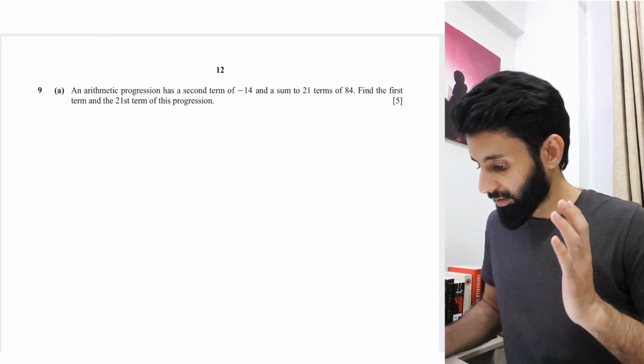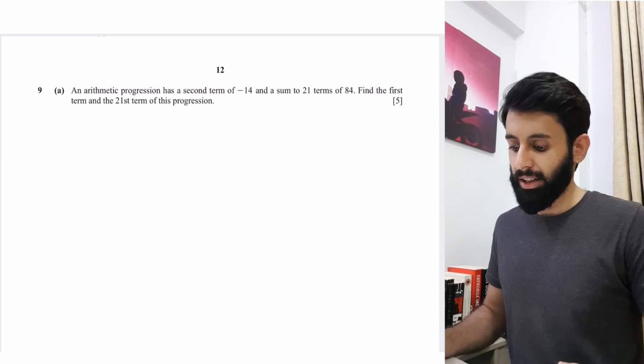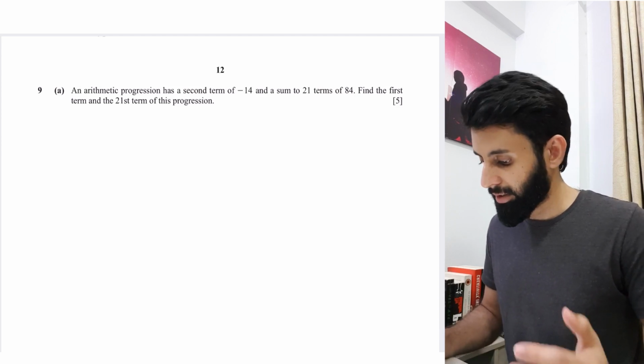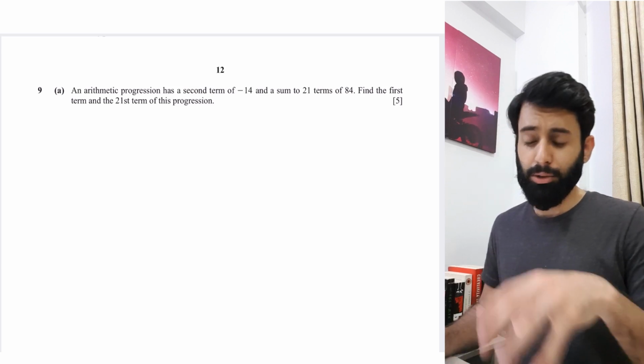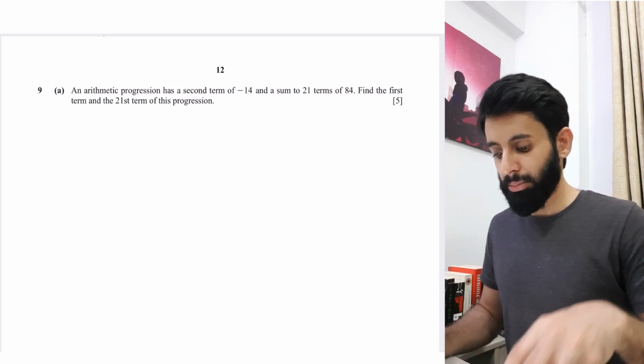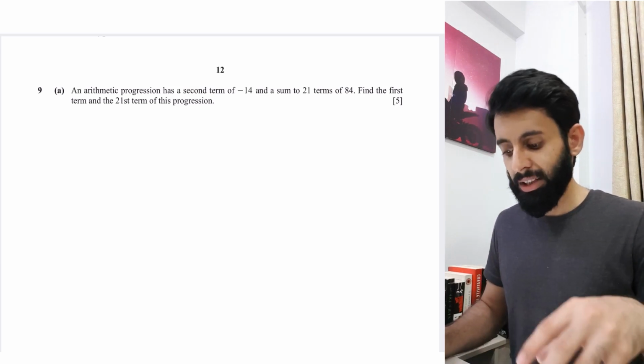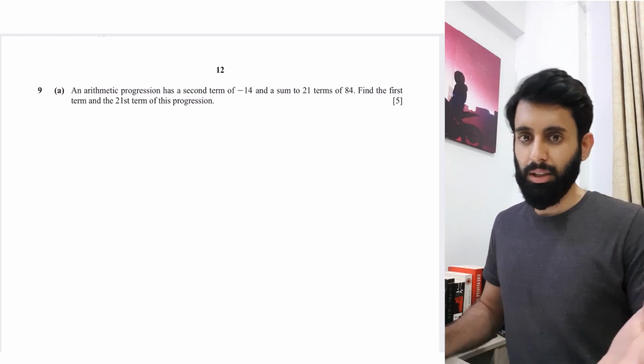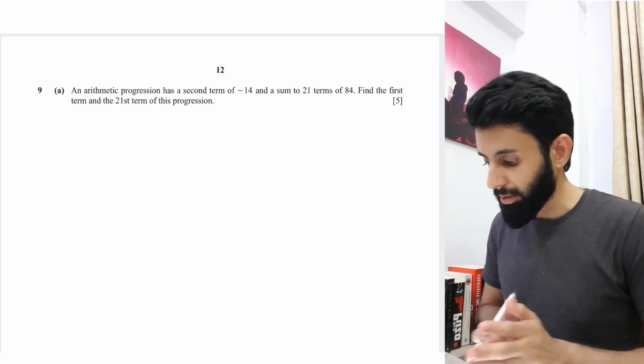Anyway, it says an arithmetic progression has a second term of -14 and a sum to 21 terms of 84. Find the first term and the 21st term of this progression. By the way, I have covered this topic concept by concept from scratch in a separate playlist, so I'll leave a link to that playlist in this video. Anyway, let's get to work.